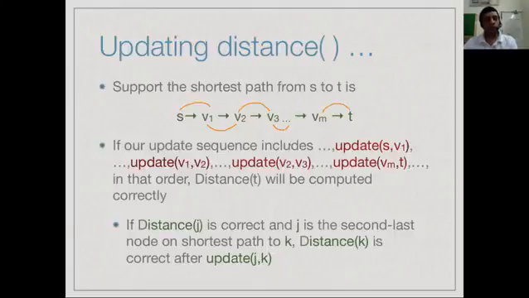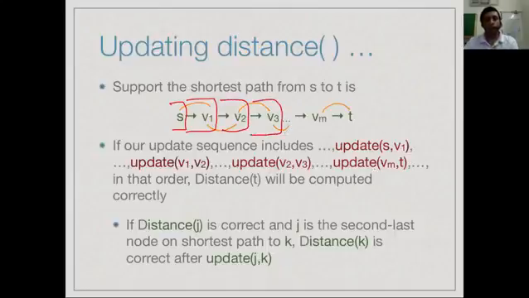Then what do we know? We knew earlier that if we had correctly computed the distance up to s, then this update will correctly compute the distance up to v1, because s is the second last node on this path. So if distance of j is correct and j is the second last node on the shortest path to k, distance of k is correct after the update. Because distance of s was 0 and correct, when we do update s v1, this distance becomes correct. Now we might do all sorts of other updates which don't bother us. But when we come to v2, we will be updating v2 from v1, and v1 is the second last node on this shortest path. Therefore this also becomes a correct value, and then this also becomes a correct value.